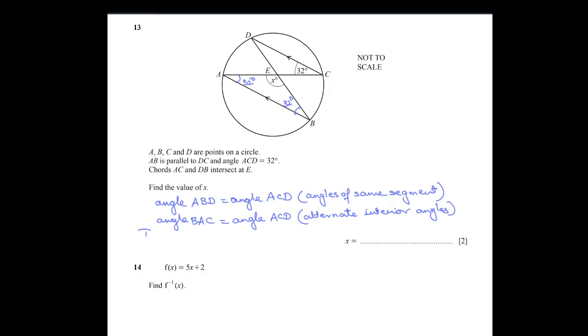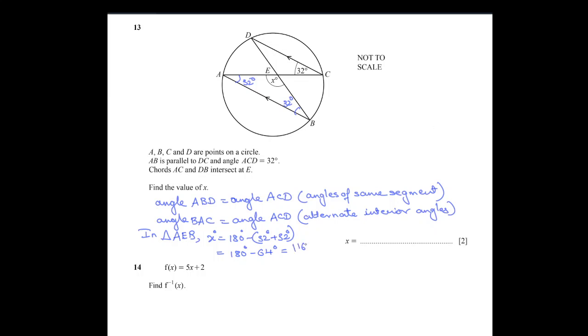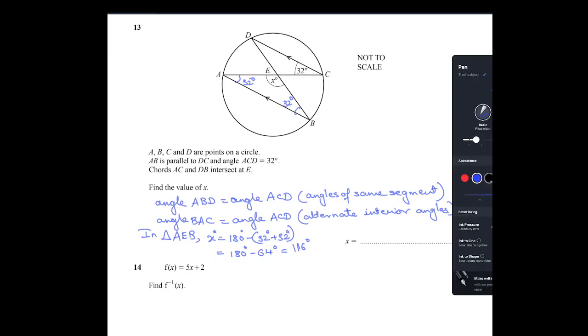So in triangle AEB, x is equal to 180 minus (32 plus 32), which is 180 minus 64. Find out. 116. So x is 116.